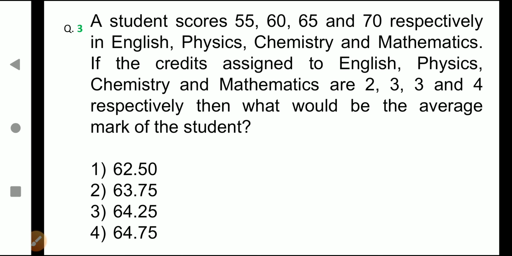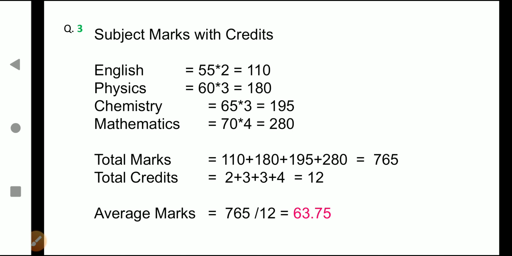The next question, a student scores 55, 60, 65 and 70 respectively in English, physics, chemistry and mathematics. If the credits assigned to English, physics, chemistry and mathematics are 2, 3, 3 and 4 respectively, then what would be the average? So simply including credits, the total marks will be calculated. English 55 into 2 is 110, physics 60 into 3 is 180, chemistry 65 into 3 is 195, mathematics 70 into 4 is 280. The total marks will be 765 and total credits 12. So average marks 765 by 12 is 63.75.